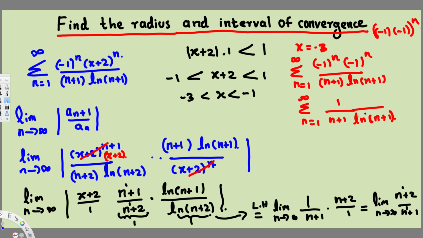So in this case, if we take the integral from 1 to infinity of 1 over (n plus 1) ln(n plus 1), now instead of n, we can write this as x: 1 over (x plus 1) ln(x plus 1) dx. Now if you notice, we can do the u substitution. So let's erase some of the parts.